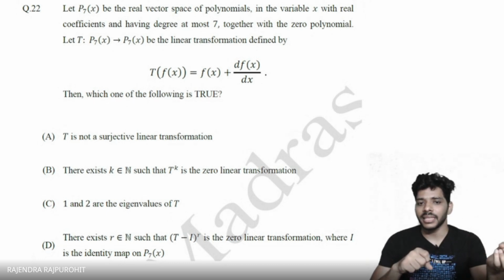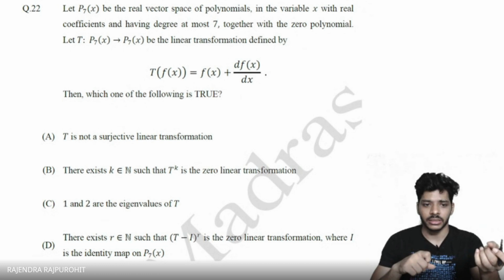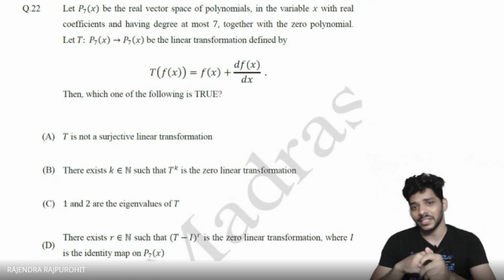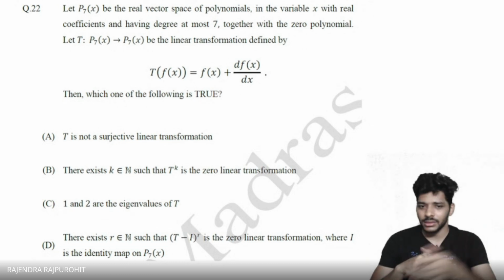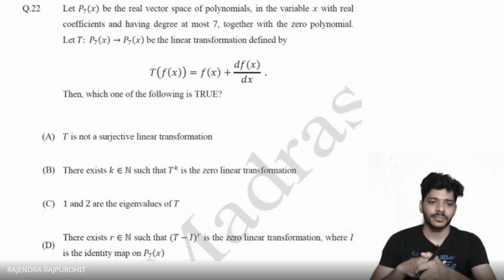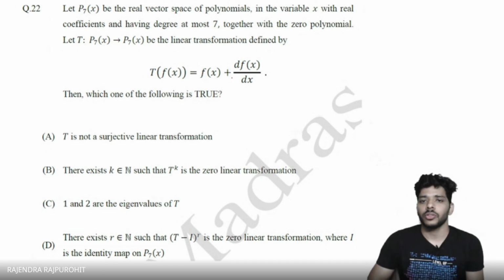There is some case that T to the power k is 0. What are the eigenvalues of this T? So, I mean, so many questions. Okay. Now, so what do you do in such scenarios?